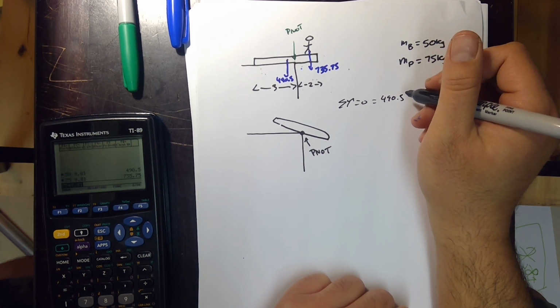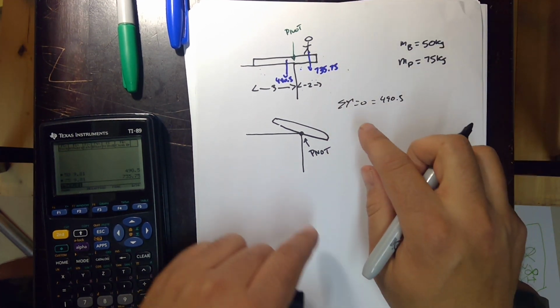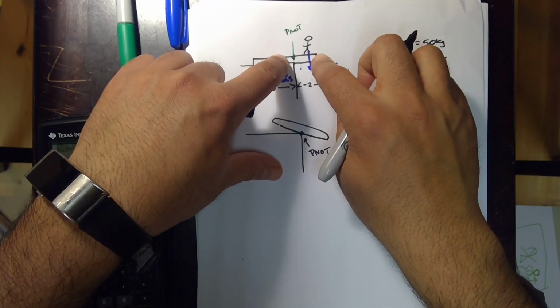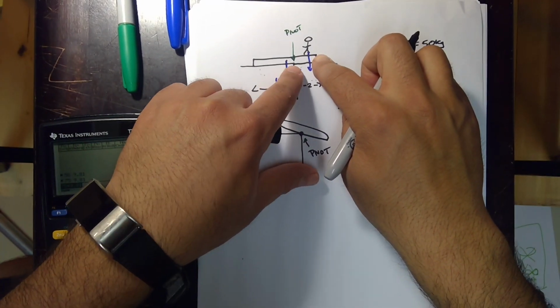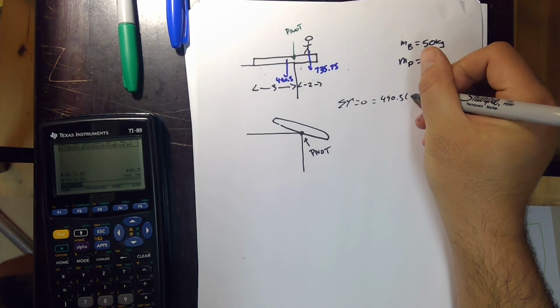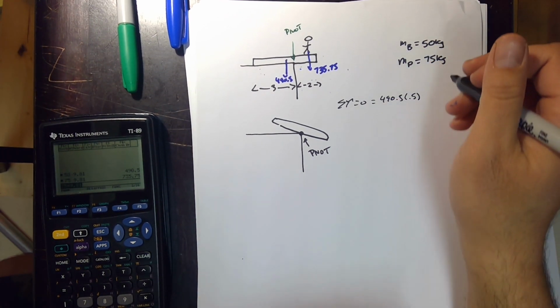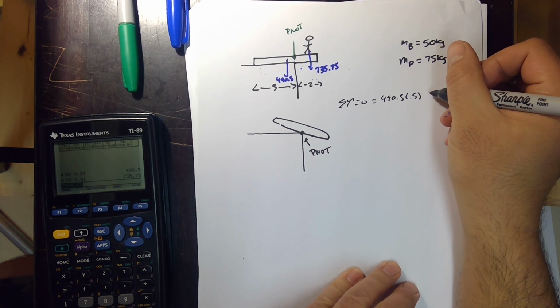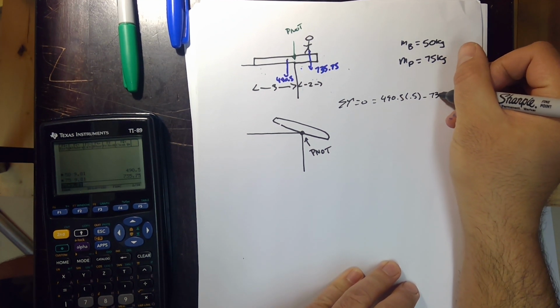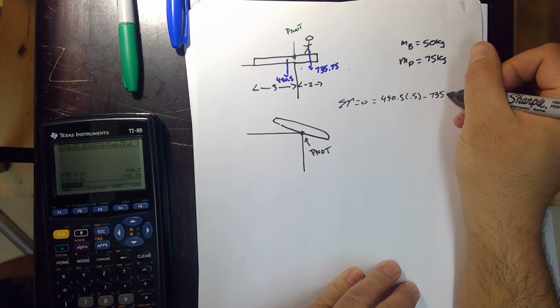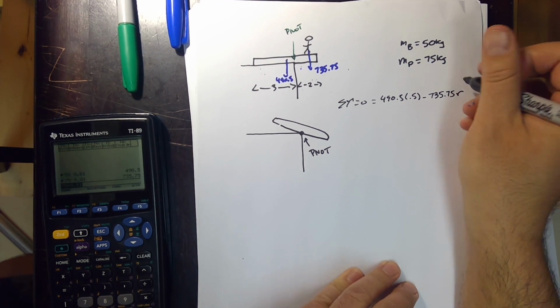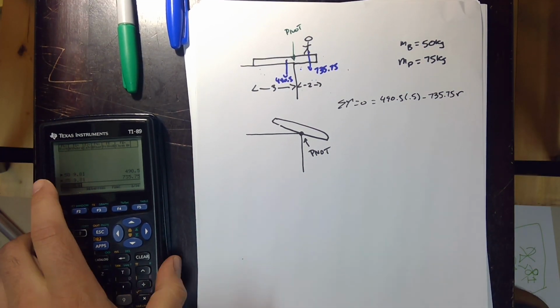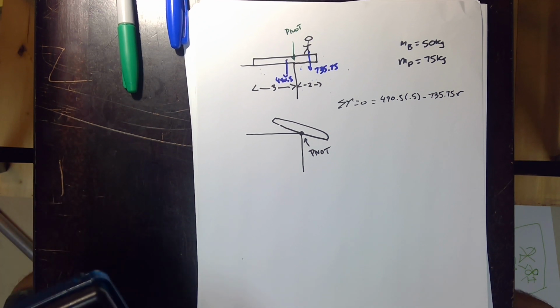490.5. How far away is this? Well, we got to do a little visualization here. This is 2.5. That's 2. That's got to be 0.5 away from the pivot. And then the person, I don't know where he can go. But he's going to generate a negative torque, 735.75 times R. Let's just say we're going to solve for R here. So R is our only unknown. Let's see what it works out to.